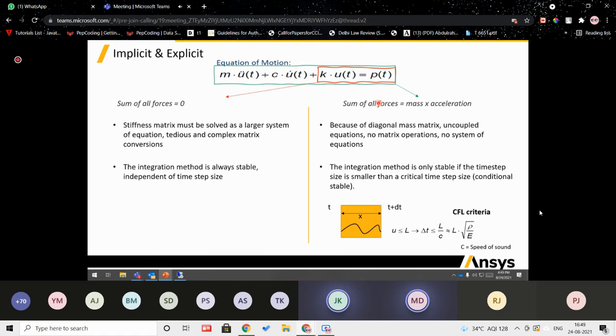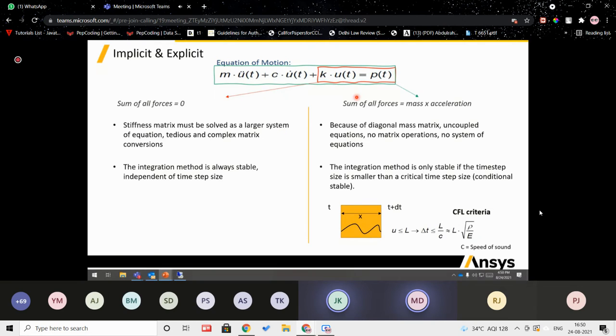So why I explained all these things is just to give you a little glimpse: for implicit we generally go for the sum of all forces equal to 0, and for explicit we check that mass times acceleration will be the sum of all the forces. So here we check for acceleration, here we check for displacement, that too with matrix inversion and all these terms involved. Whereas here we don't have any matrix inversion, no complex operations, so no system of equations. And the integration method is always stable in this case, because we are not looking at any time step analysis.